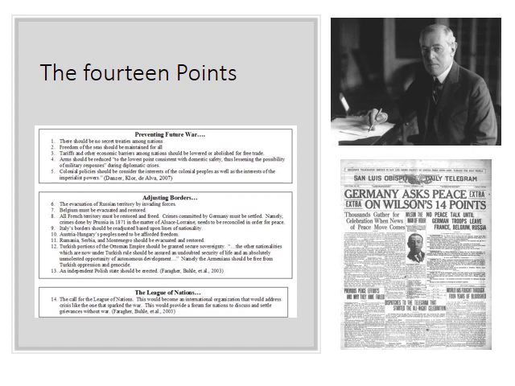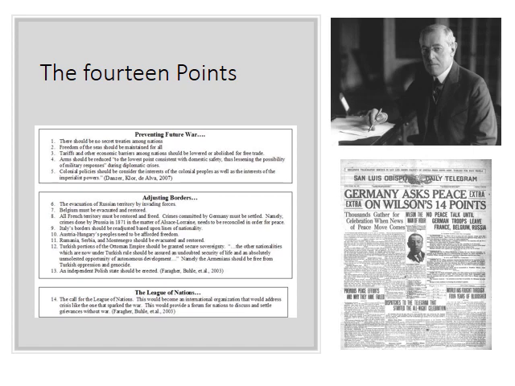These are the 14 points on this slide. Point 1, there should be no secret treaties among nations. 2, freedom of the seas should be maintained for all. 3, tariffs and other economic barriers among nations should be lowered or abolished for free trade. 4, arms should be reduced to the lowest point consistent with domestic safety, thus lessening the possibility of military responses during diplomatic crises. 5, colonial policies should consider the interests of the colonial peoples as well as the interests of imperial powers. 6, the evacuation of Russian territory by invading forces.